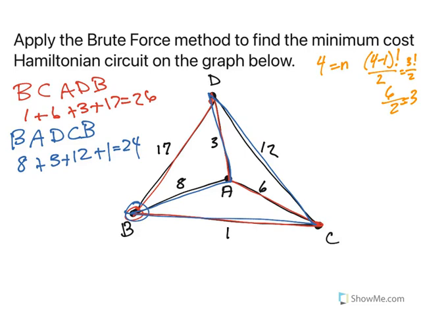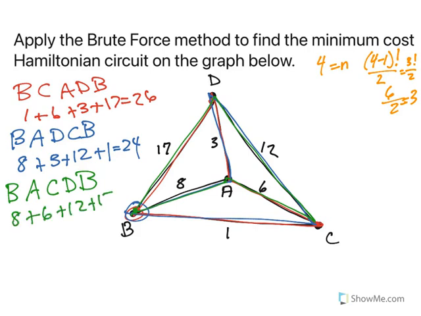Then I could also find B, A, C, D, B. So that's 8 plus 6 plus 12 plus 17. Notice, unique. They're all different. So 26, 24, 43.